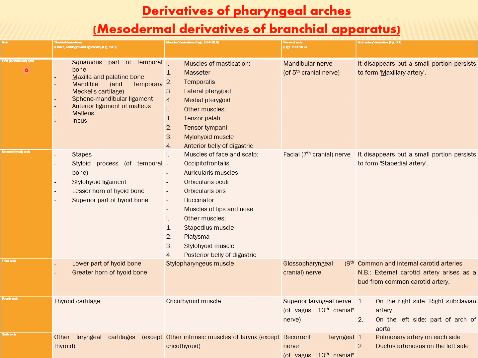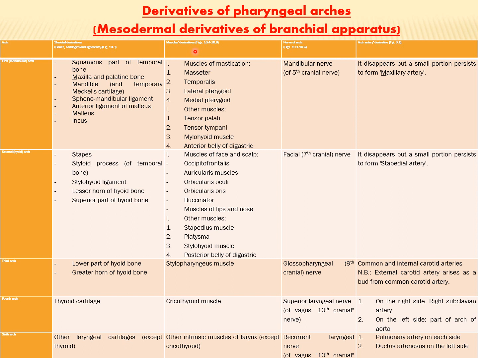Regarding the first pharyngeal arch, the skeletal element, as we said before in the diagram, includes squamous part of temporal bone, maxilla and palatine bone, mandible and Meckel's cartilage, sphenomandibular ligament, anterior ligament of malleus and incus. Then we come to the muscular element derivative.